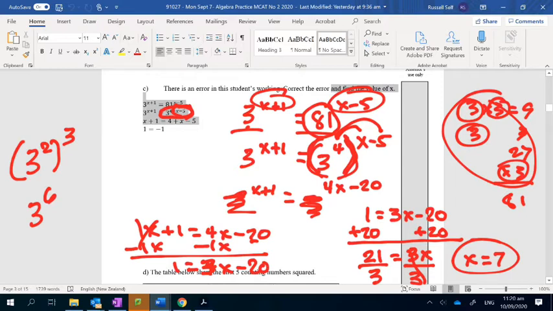Oh, their error is right there. Yeah, the error is right there. They added the exponents instead of multiplying them.